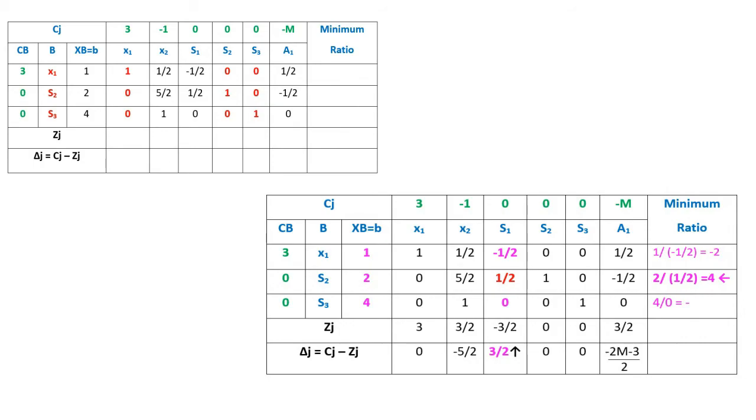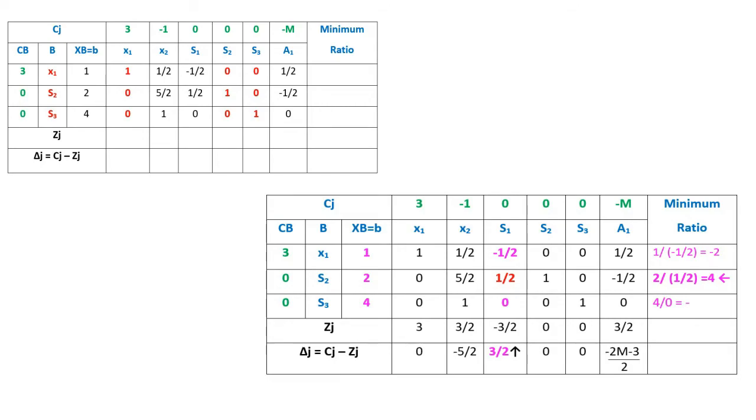Okay, so 3 by 2 is our maximum value of delta J, that is our entering variable. Now by considering that column, we have to find out the minimum ratio. So for that you have to consider the xb column and the s1 column. That is, 1 upon minus 1 by 2, that you will get as minus 2, then 2 upon 1 by 2, that is you will get as 4, and next value is 4 upon 0, that is infinity, put a dash.